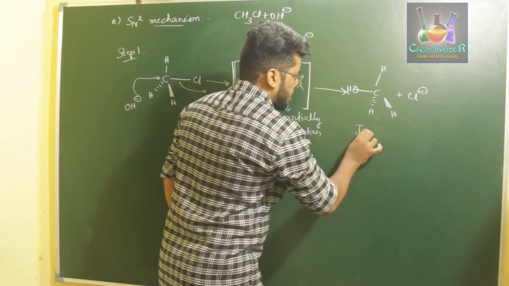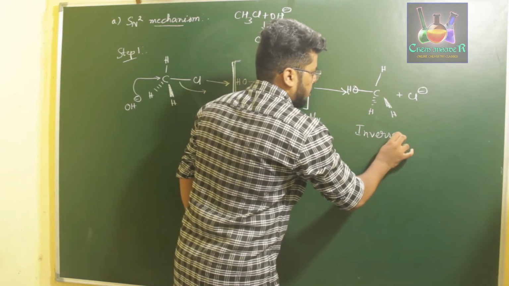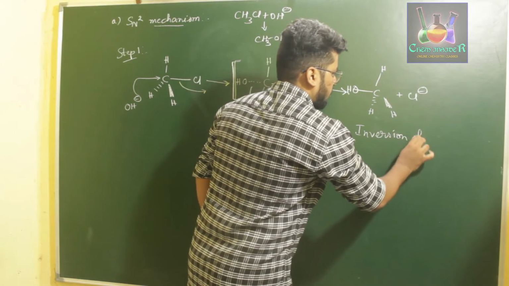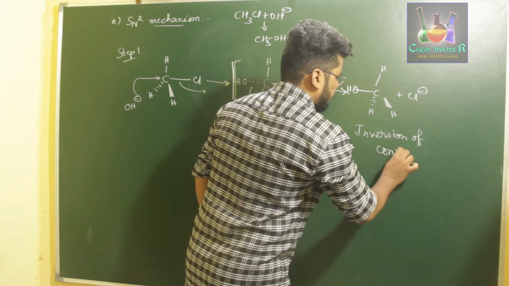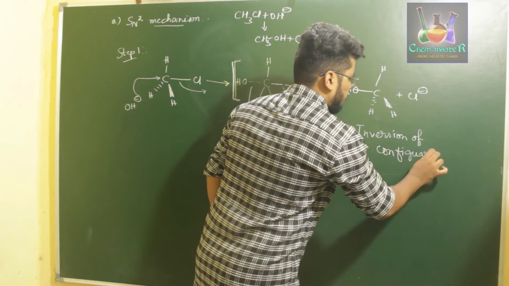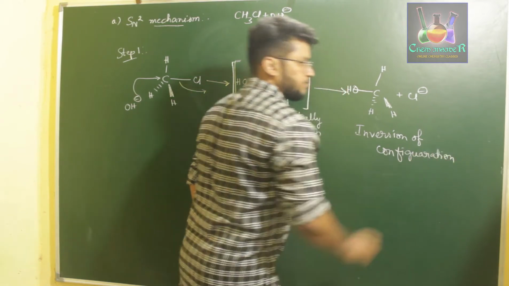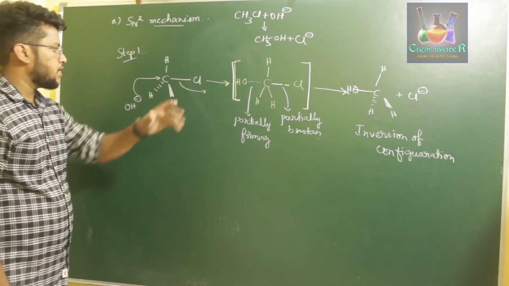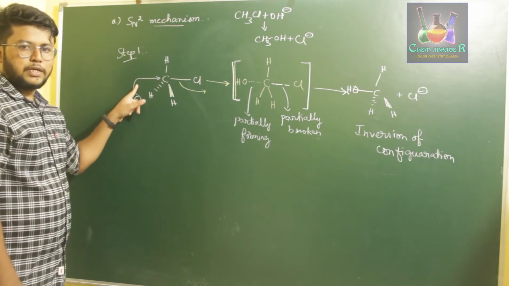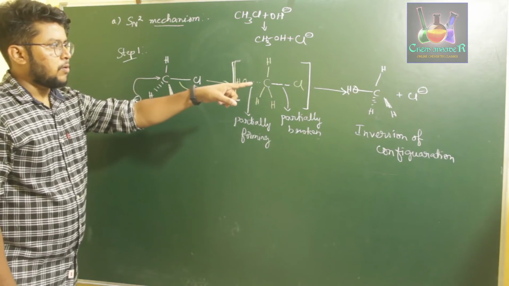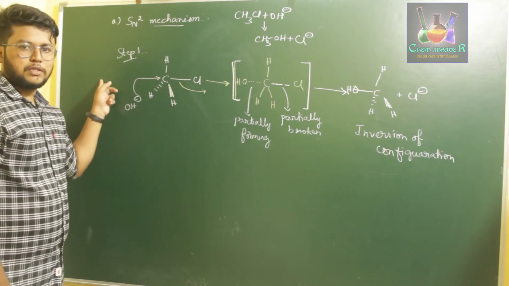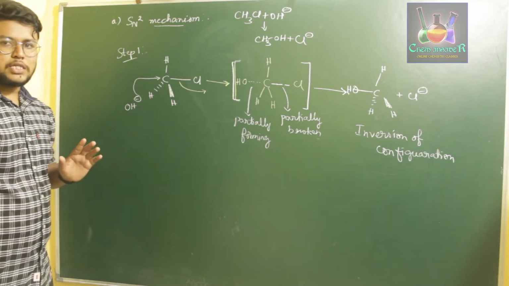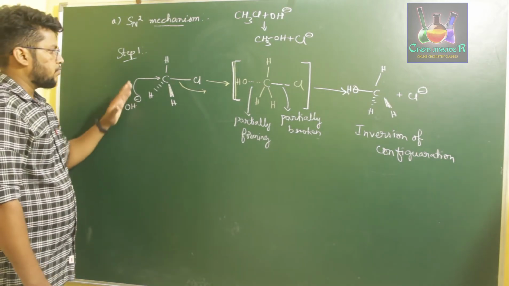Therefore, this mechanism results in inversion of configuration. What is this inversion of configuration? We'll learn more about this in the stereochemical aspects. First, we'll just consider it as an inversion in configuration, that is, the OH minus in the methanol is opposite to the chlorine which was present in the methyl chloride. This reaction is called the SN mechanism, that is, substitution of nucleophile.